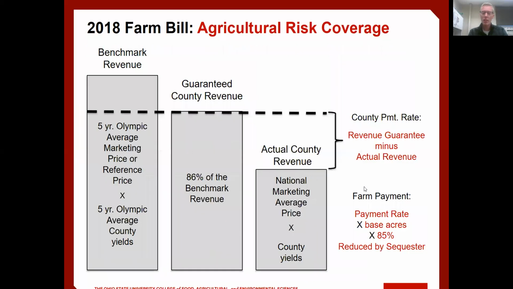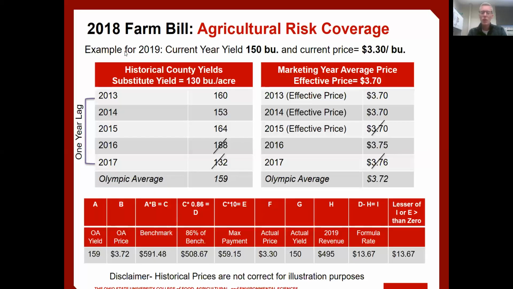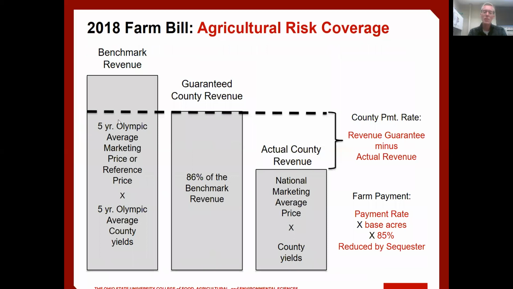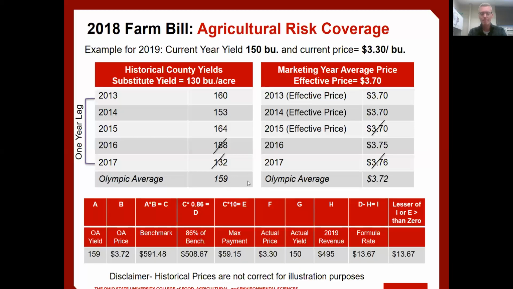So if we go back and we look at our benchmark, we're going to take that 5-year Olympic average price times our 5-year Olympic average yields, and we're going to get our benchmark. So if we do that, we drop our 159 here, our Olympic average yields. We're going to bring that down here to column A. We're going to take our 3.72 Olympic average prices, and we're going to bring that down here to column B. We're going to multiply those by each other to get column C. We're going to reduce that by 86%. So that's at 508.67. And if we go back, that's represented here by this black line. That 508.67 is this black line right here.